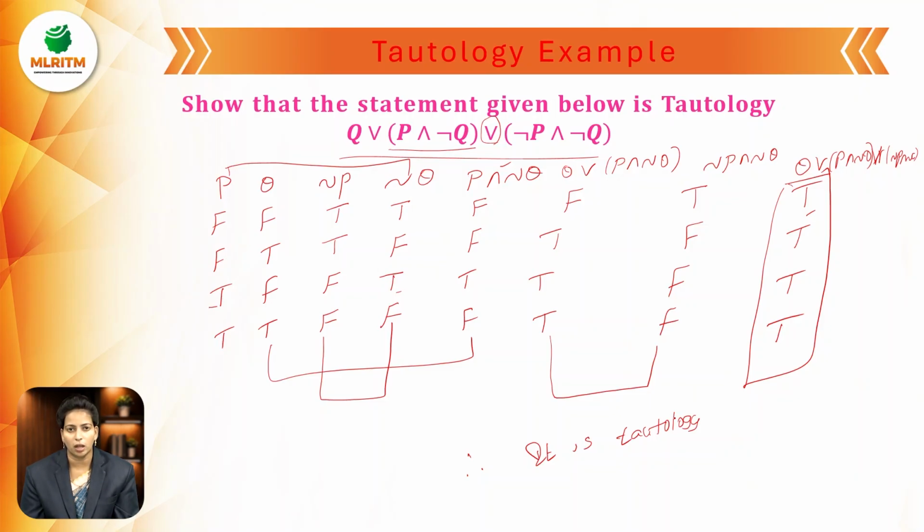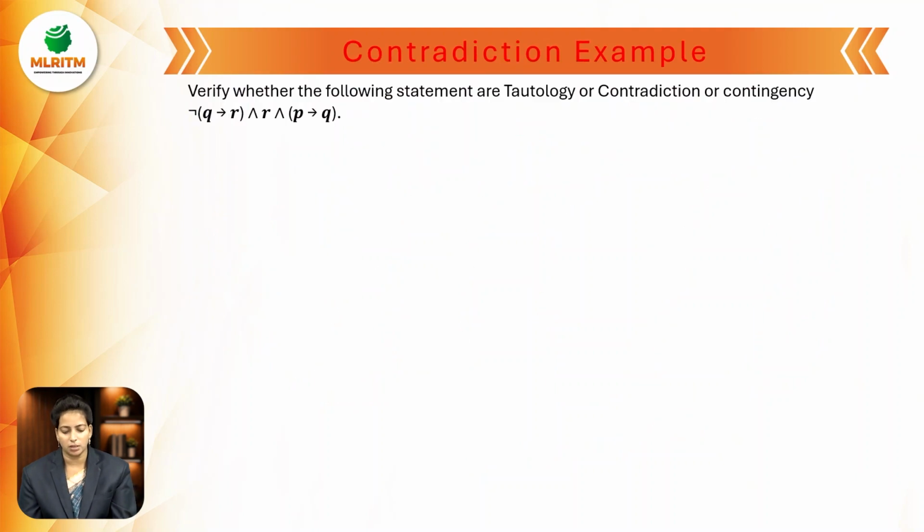Okay, what is meant by tautology? A compound proposition which is true for all possible truth values is called a tautology. Next, verify whether the following statements are tautology, contradiction or contingency. Before construction, what is contradiction? What is contingency? What is tautology? If truth values are true for all possible values, it is called a tautology. If truth values are all false, it is called a contradiction. If some truth values are true while other truth values are false, it is called a contingency.